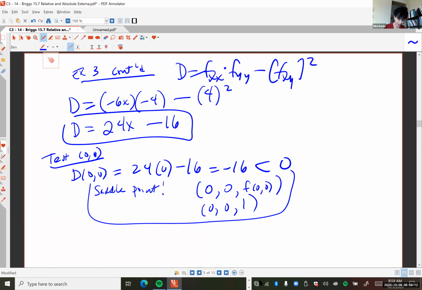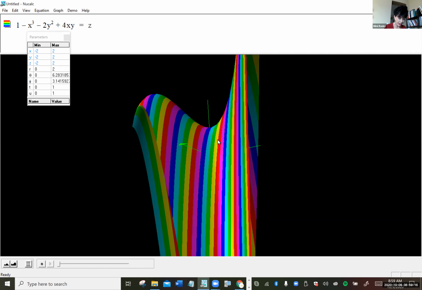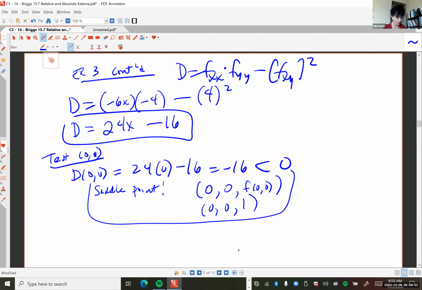I have a saddle point, and you can look at the picture of the surface, because I drew it. You can see that right there, that's supposed to be at the point 0, 0, 1, where there's a saddle point on the surface. Yep, that looks like a saddle. I'll buy it. So that's just validating one of our answers.